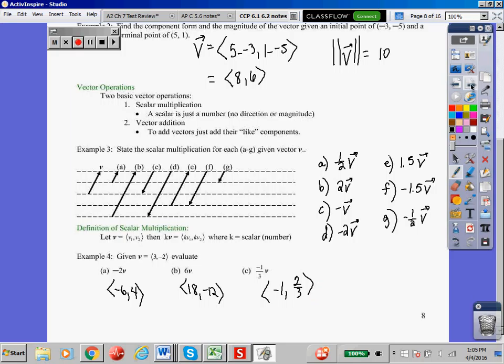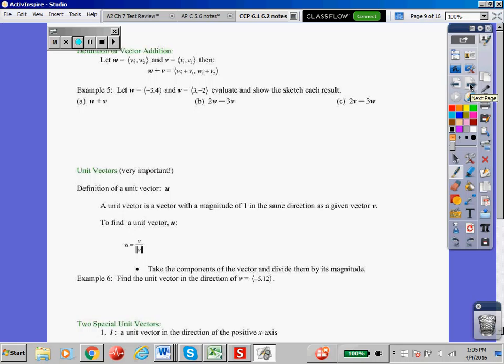All right, now flip the page, and vector addition is super simple too, addition and subtraction. So look, in example 5, I have W is negative 3, 4, and V is 3, negative 2. All you're going to do is add like components. So negative 3 plus 3 is 0, 4 plus negative 2 is 2, like that.